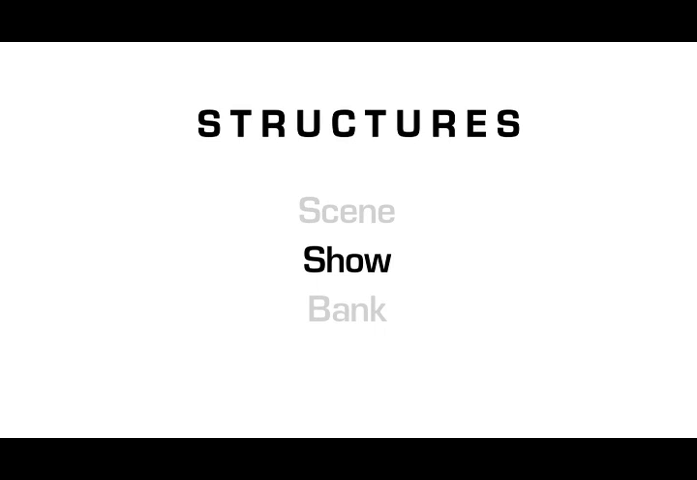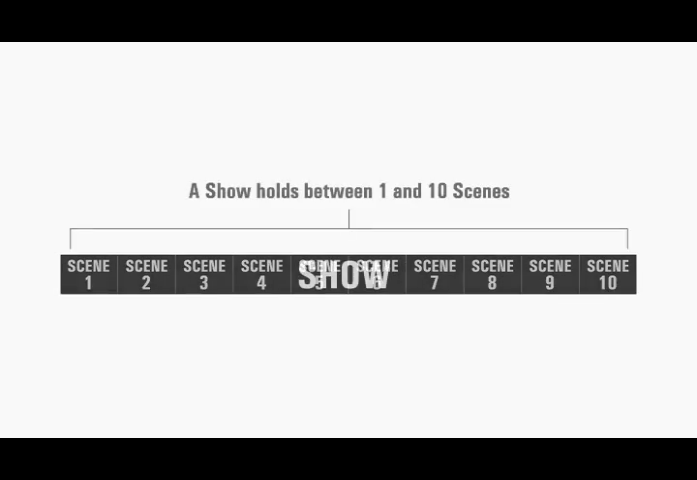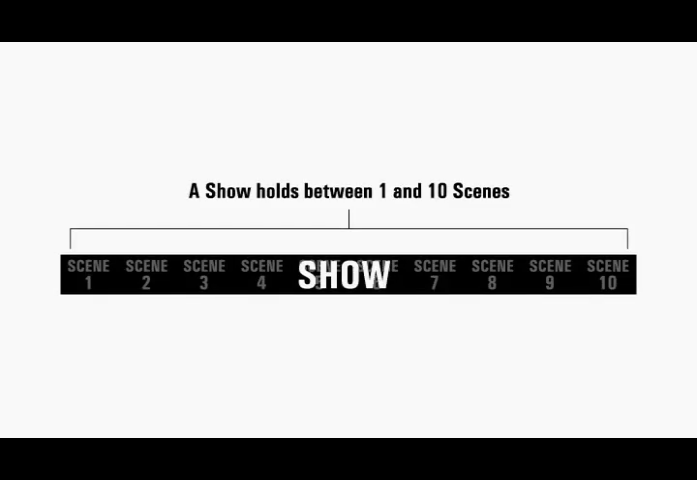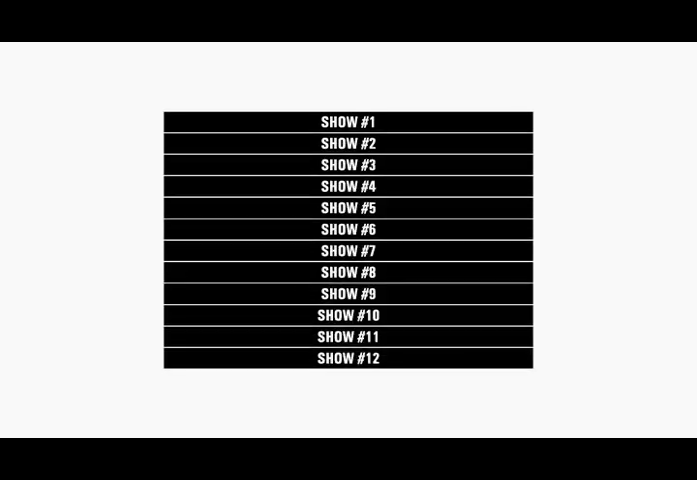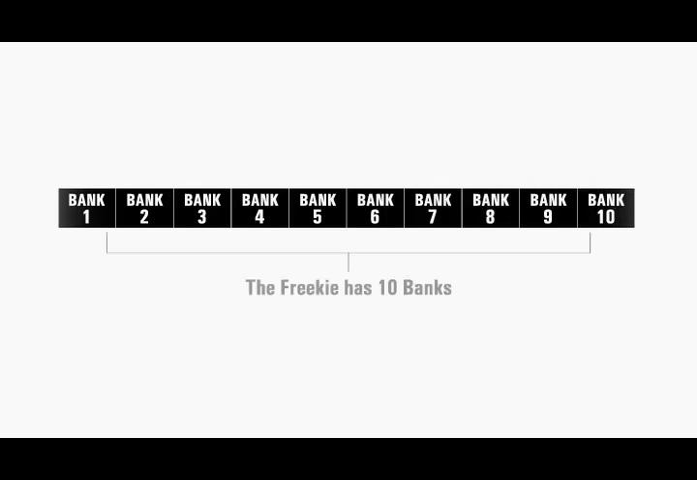The next term is the show. A show is, as you see illustrated here, a collection of scenes. In total, a show can contain from 1 to up to 10 scenes. By now it should be easy to grasp the notion of a bank. It is merely a container for shows, and it holds up to 12 shows. The Freekie offers you as many as 10 banks in total.